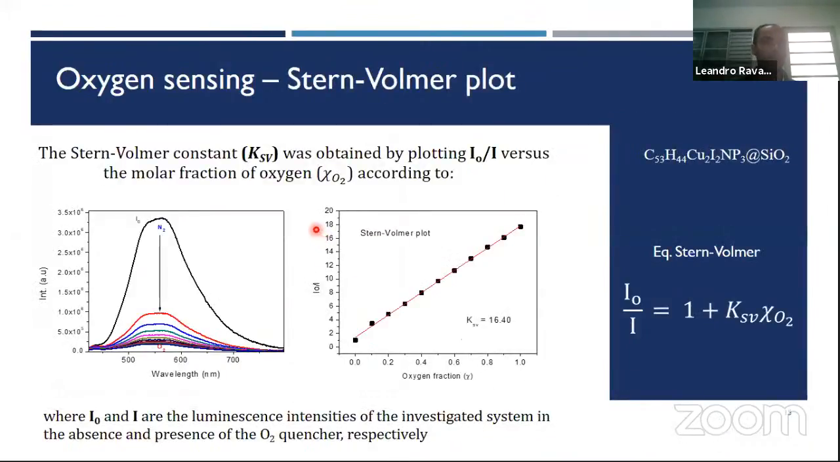And here, the Stern-Volmer constant can be obtained from the ratio of emission intensity as a function of oxygen concentration, according to this equation here. This equation, or this constant, gives us the degree of sensitivity of the sample when exposed to the oxygen. Right? And a high constant means high sensitivity of the sample.